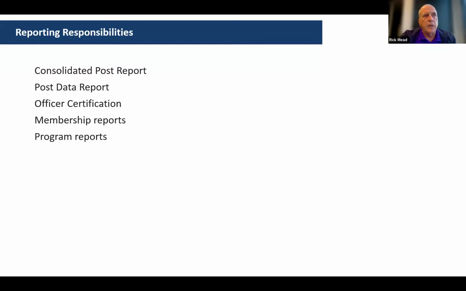The consolidated post report can also be used as a thought document, because not every post is doing everything that is on the consolidated post report. I know very few that are. But what it does give you is an opportunity to take a look at those items that are there and then ask the question, is this something that we want to get more involved in? Or do we have time to get more involved in it because of our post numbers and so forth and so on?